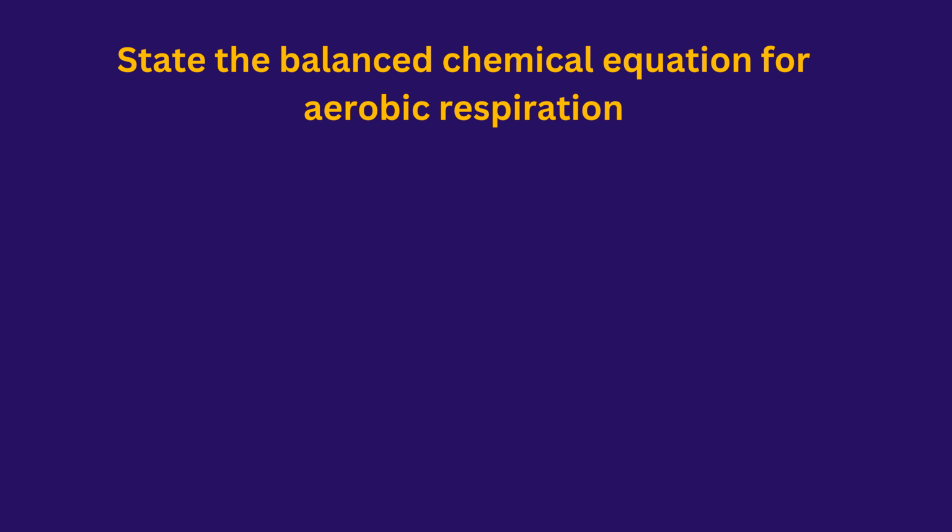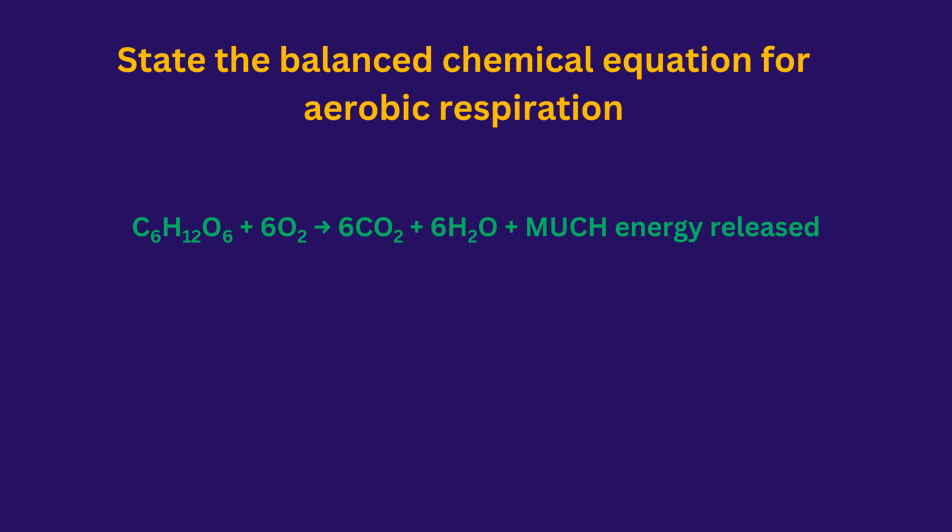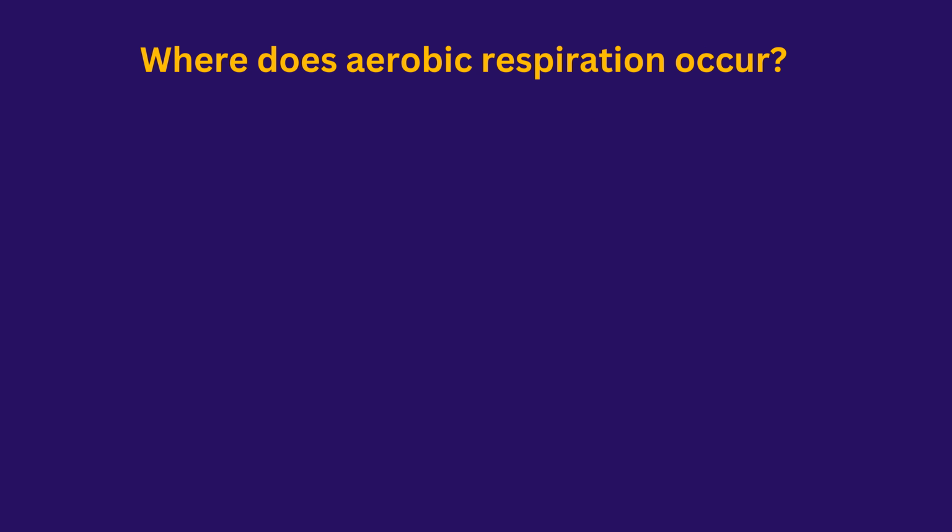State the balanced chemical equation for aerobic respiration. So it is C6H12O6 plus 6O2 to produce 6CO2 and 6H2O. And much energy is released. Remember, energy is not produced, it is released. The C6H12O6 is for glucose, O2 is for oxygen, and CO2 is for carbon dioxide, and H2O is for water. Where does aerobic respiration occur? In the mitochondria.